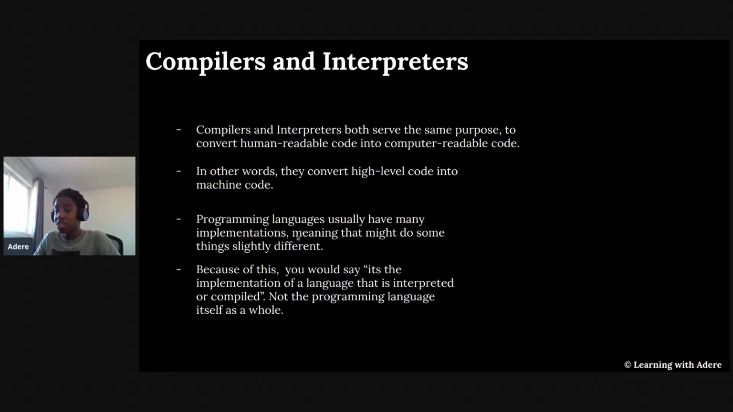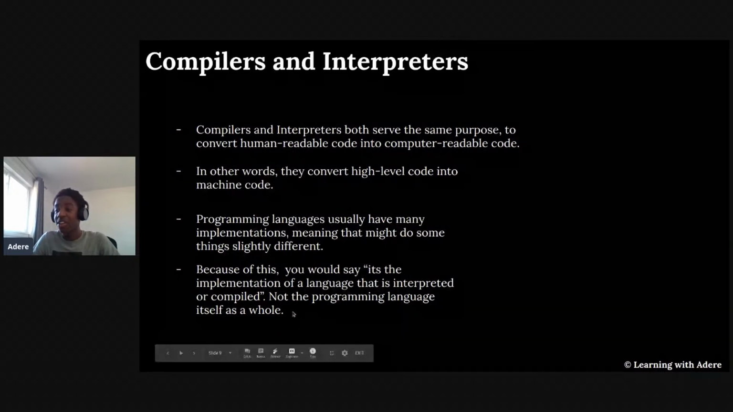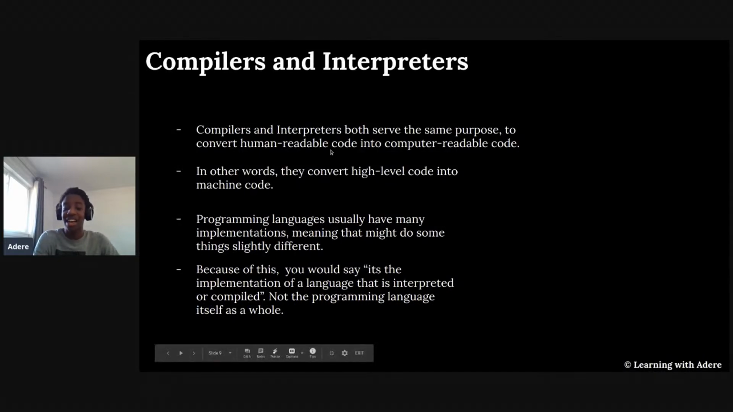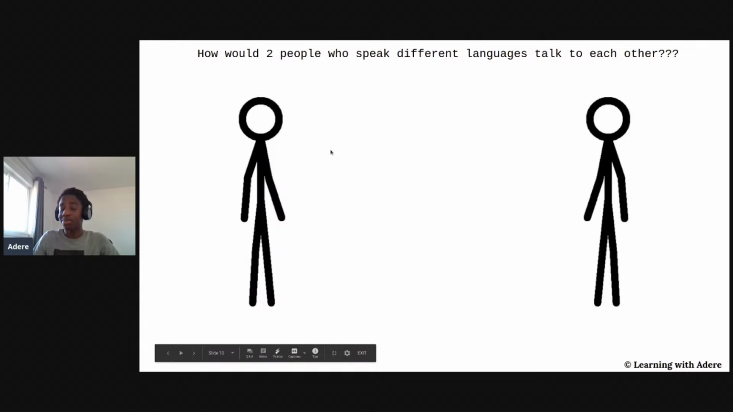Okay, programming languages usually have many implementations. This is something else to note, meaning that they might do things slightly differently. So you can sometimes get a compiler or interpreter for a specific language. Because of this, you would usually say that it's the implementation of a language that is interpreted or compiled, not the programming language itself as a whole. That was a little bit confusing, but I'm going to explain it better on the next slide. So can I have an example?